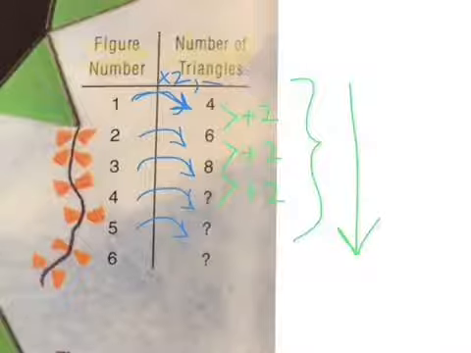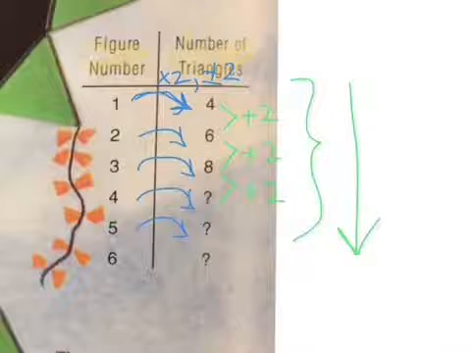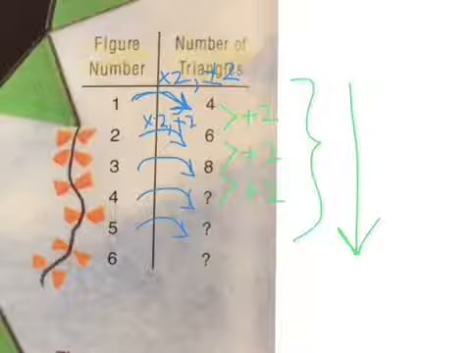If I add 2, then 1 can become 4. 1 multiplied by 2 is 2, plus 2 is 4. So that is my prediction, and I'm going to try it out here. 2 multiplied by 2 is 4. Add 2 is 6. It worked. 3 multiplied by 2 is 6. Add 2 is 8. So now I've found the pattern rule that relates the figure number to the number of triangles.